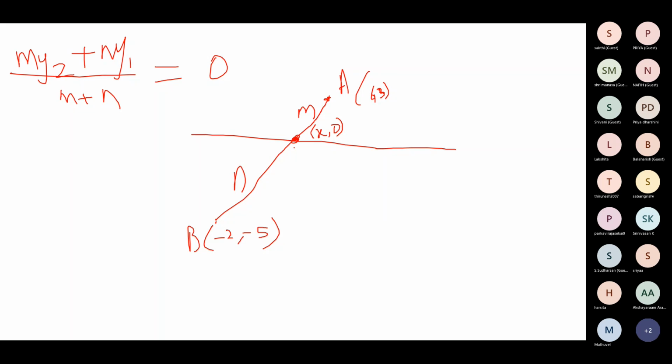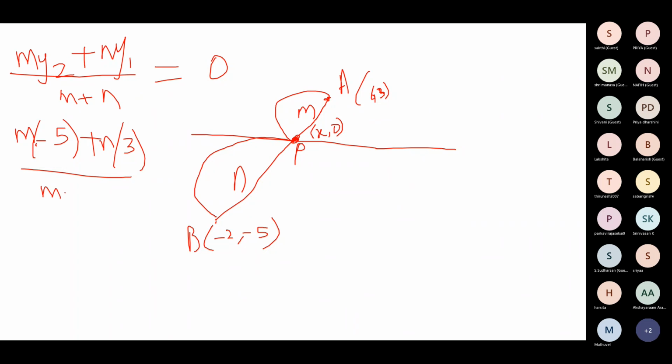So you need to find this ratio. Let me call this point P. You need to find the ratio AP is to PB. Substitute here m, we don't know the ratio m. y2, what is y2? -5. -5 plus n into y1. y1 is 3 by m plus n, by m plus n is equal to 0.